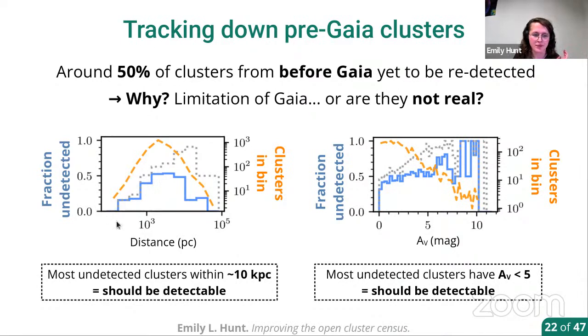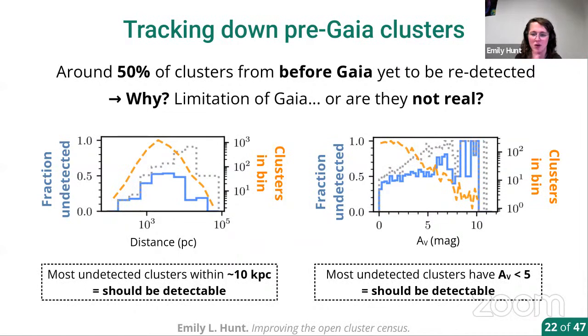And in addition, a reasonable number of the clusters that we aren't able to redetect are within, say, a few kiloparsecs, where again, we expect Gaia should be really sensitive to finding clusters. And so it doesn't really make sense that it would be a limitation of Gaia in this case. I think there are maybe around 1,000 clusters that are still missing from the Gaia census of clusters. Ideally, you might investigate all of them individually.